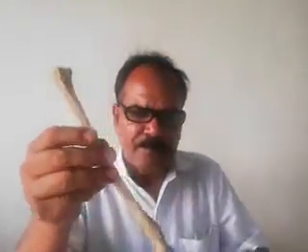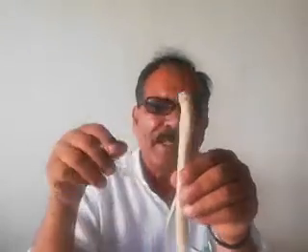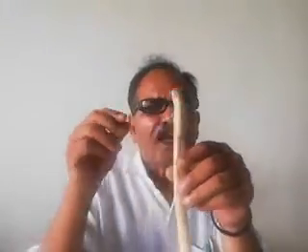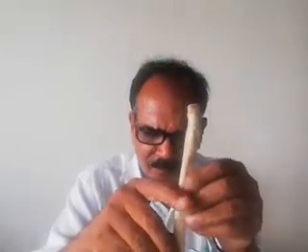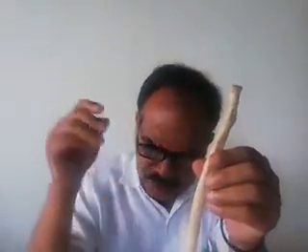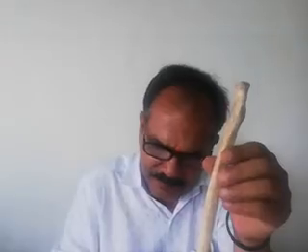Now see the muscle attachment and ligamental attachment of the radius. We'll see the muscle attachments and ligamental attachments of the radius. So first of all, the ligamental attachment.